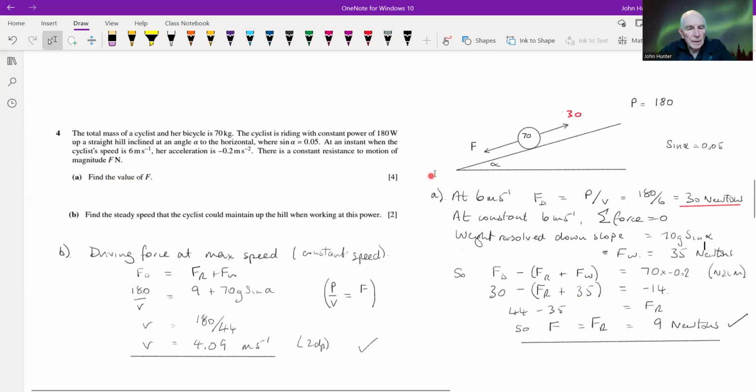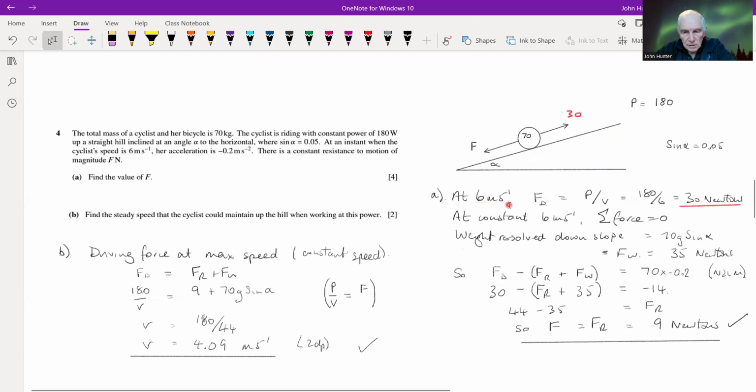Okay, so this cyclist is going uphill. By convention, I tend to think of the positive direction as being to the right, so if the cyclist is moving to the right, it makes sense to draw it this way around rather than the mirror image. We don't know sine alpha at this point, but we can easily calculate that from what we're given.